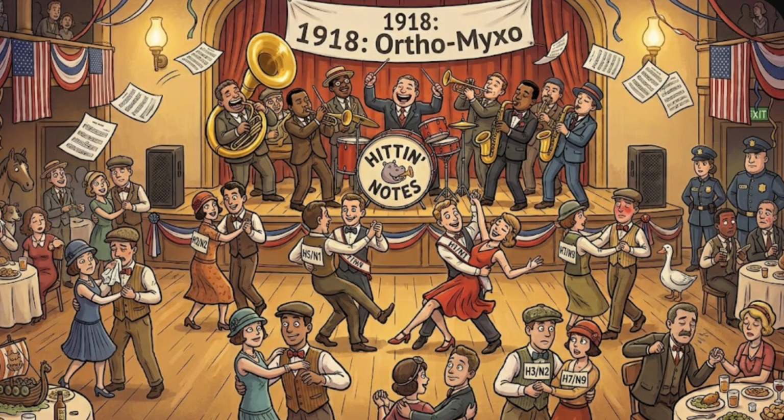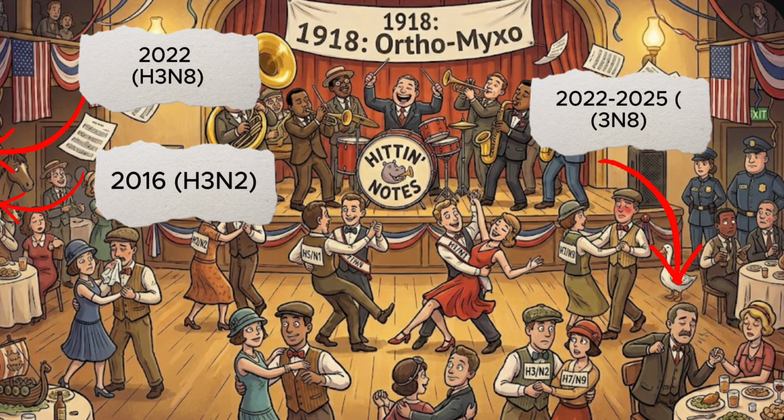So hidden around the dance floor, we have some animal influenzas, which are the type A. We have equine, avian, and canine influenza. Some of the most recent outbreaks happening in 2016, 2022, and then 2022 to 2025.